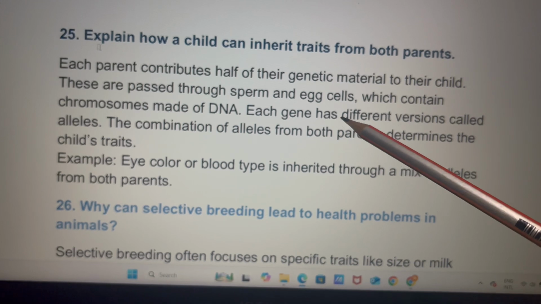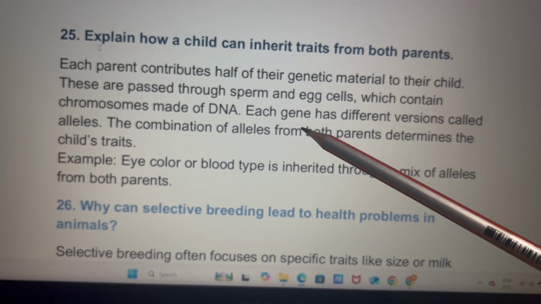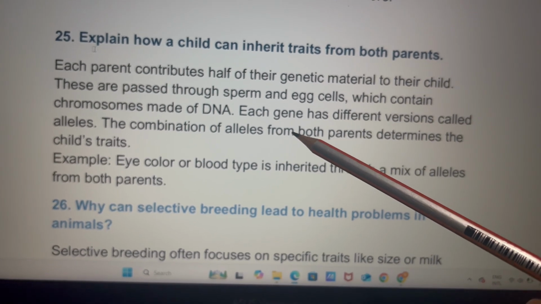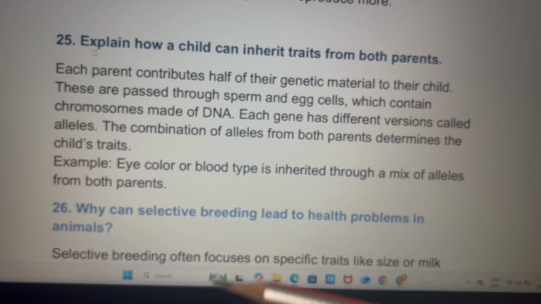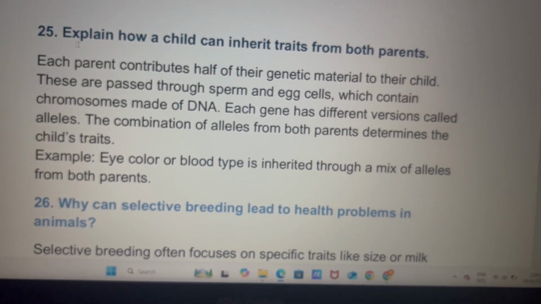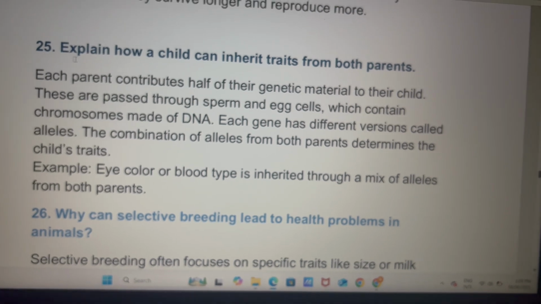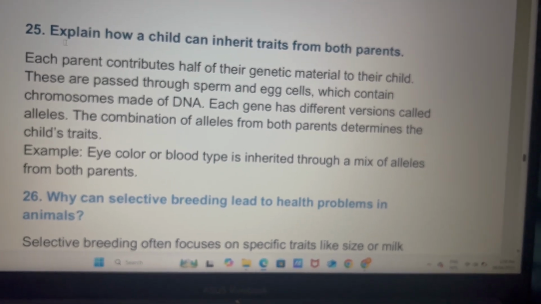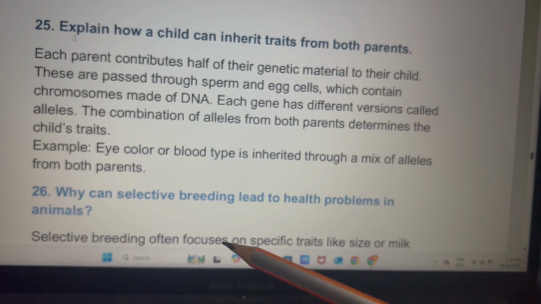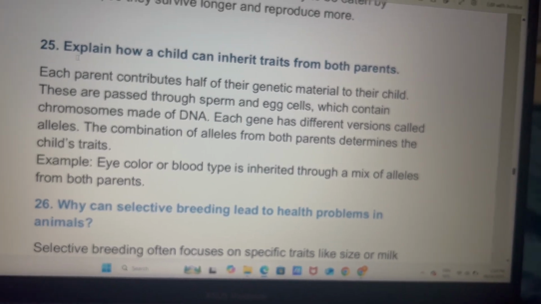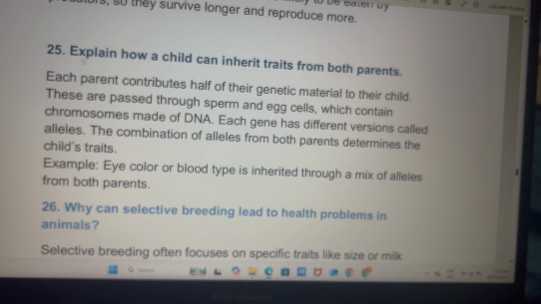And actually you do not have just one gene for eye color. You have different versions of the same gene. For your eye color you have different versions, or different alleles. And you have some dominant traits and some recessive traits, but the dominant ones are the ones shown on you, the ones that people can see on you.